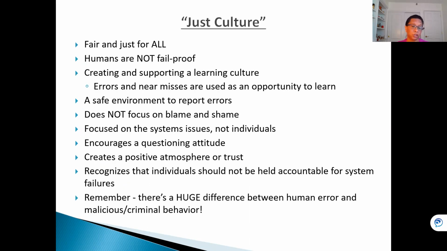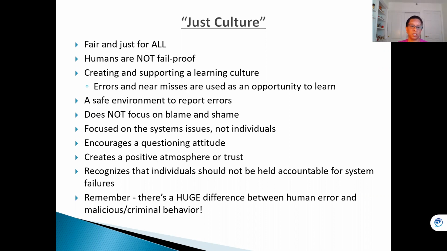So what is just culture? Just focusing on those two tenets of a culture of safety. A just culture is pretty much how it sounds. It's fair and it's just for all. And for all really means for everybody, not just leadership, not just people in the C-suite, not just the department heads, but for everybody.